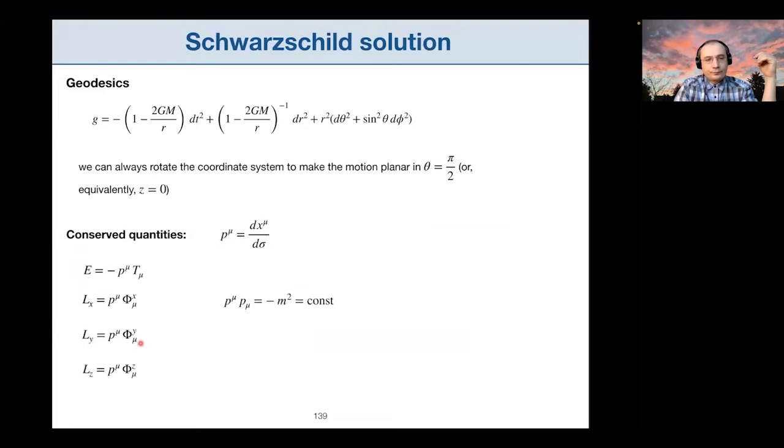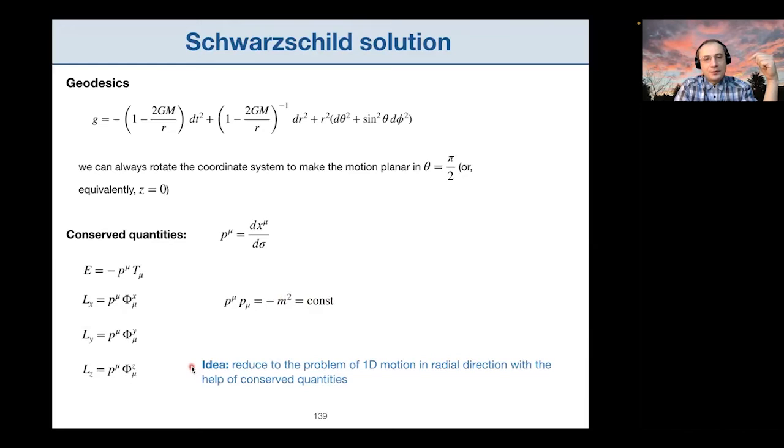But that's not the end of the story. Keep in mind that the length of the vector p itself, this is the mass of this test body whose motion we are considering, also needs to be conserved. So there's also a quadratic constant of motion.